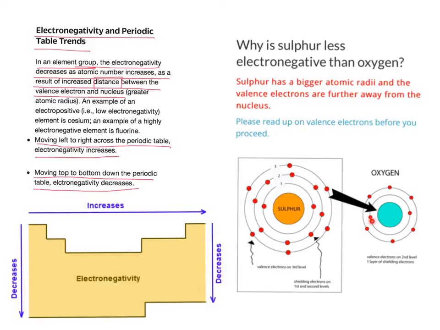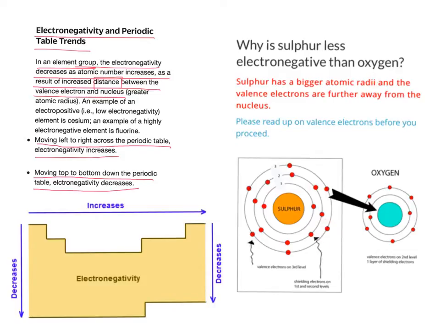Oxygen really only has 1 shielding layer, and there's only 2 electrons in that one. The valence electrons are much closer to that positive pull. So oxygen will have the stronger electronegativity because its positive pull in the nucleus from the protons is going to be stronger than sulfur's because sulfur has that shielding involved.